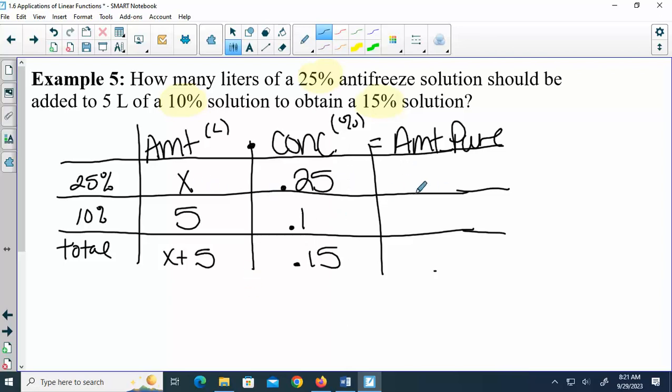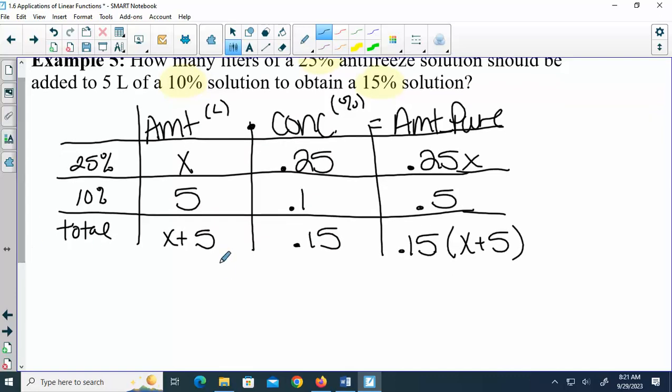So now we multiply. So x times 0.25 is 0.25x. 5 times 0.1, and 0.15 times the x plus 5. How do we write our formula? Exactly. It's always the amount of the first plus the amount of the second equals the amount of the total.